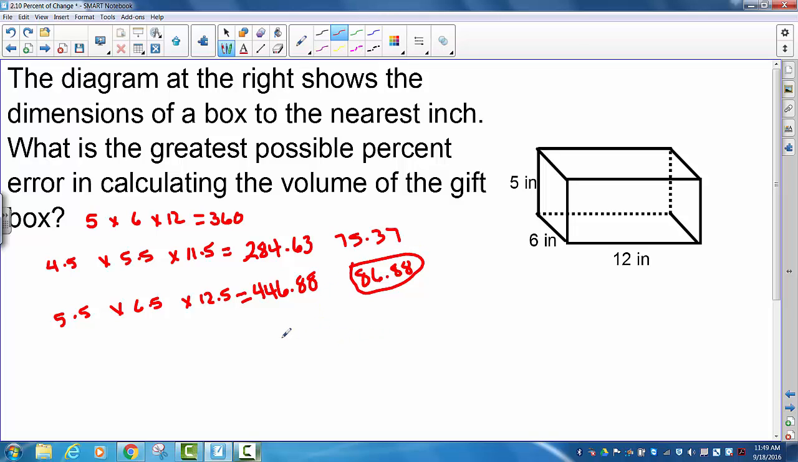So we go 86.88 divided by the 360, and that gives us 0.24, or 24%. So the greatest possible percent error in calculating the volume of this gift box was 24%.